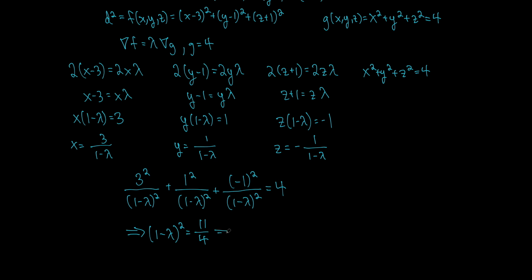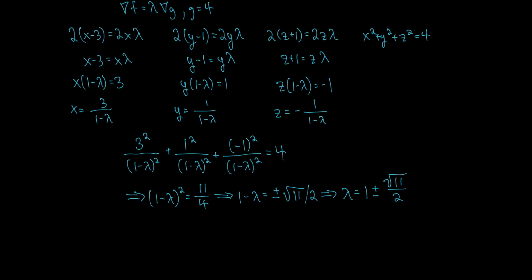So taking square roots, this gives us 1 minus lambda equals plus or minus the square root of 11 over 2, which means that I can move the 1 over, divide by the minus, so I get lambda equals 1 plus or minus the square root of 11 over 2. Okay, so this means that I get 2 different points.